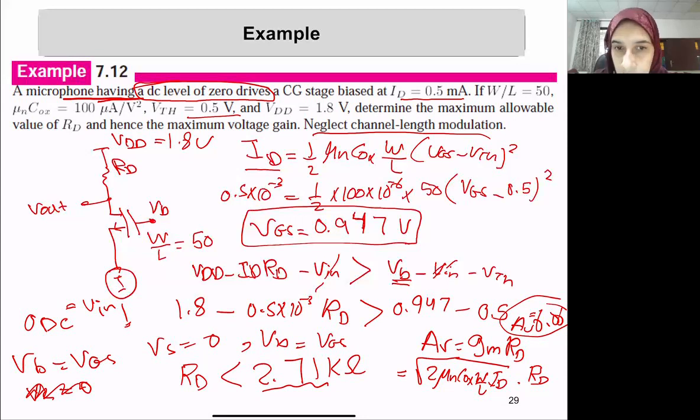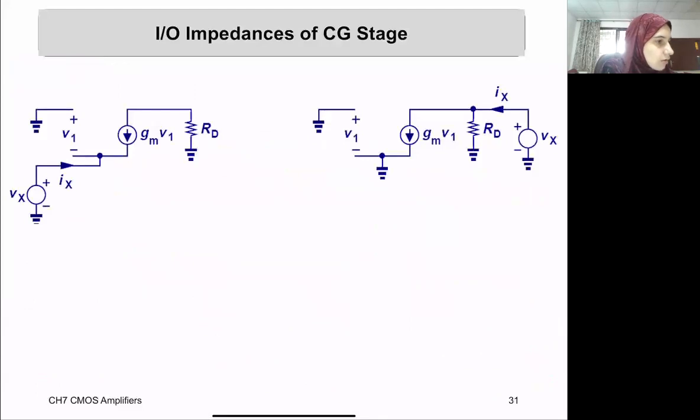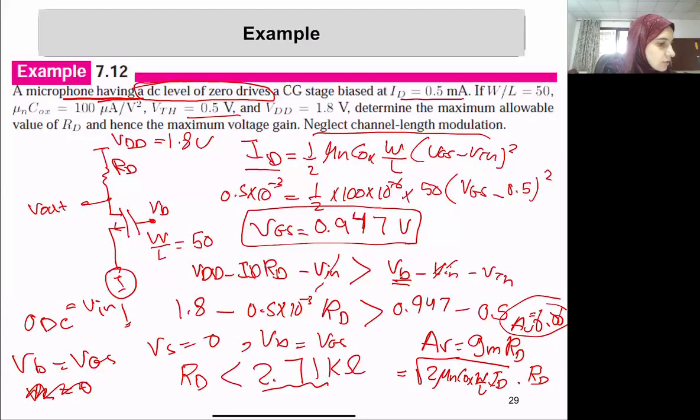Are we going to study the degeneration stage of this common gate, or does it have one? Yes, we will. There is a part we will cover next time, when we talk about how to find input and output impedance, and if there is a source impedance, meaning any resistor RS here, how it is going to affect the gain. It will be similar to the common source with degeneration. We will talk about it next time, inshallah.